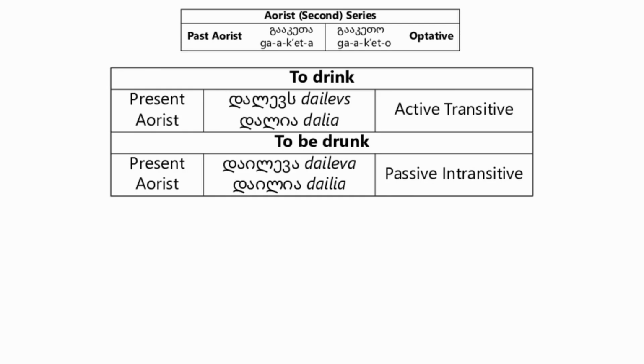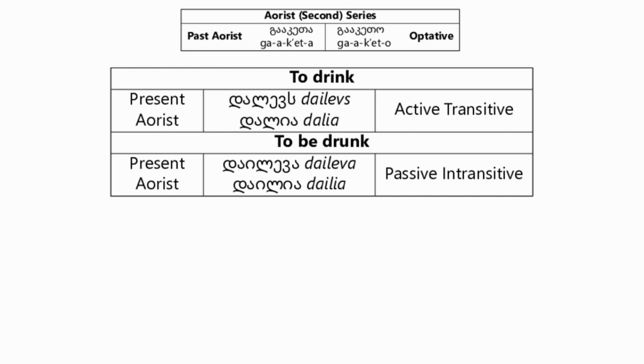There are only two screeves in Series 2, which is also called the Aorist series because it contains the aorist past tense. This is just a perfective aspect past tense which is not perfect. Also in this series is the optative, which is used in expressions of desire or possibility. So let's look at a simple example. We have the verb dalevs, to drink, and its passive counterpart, daileva, to be drunk.